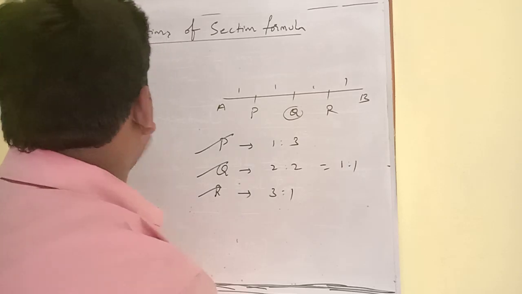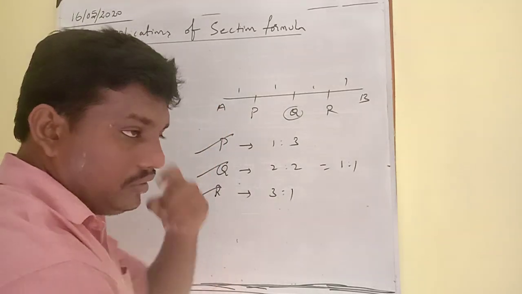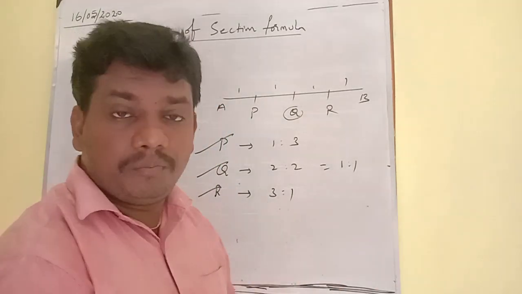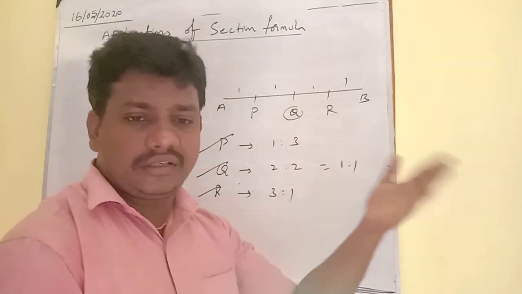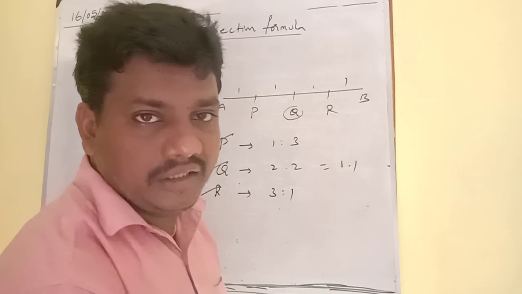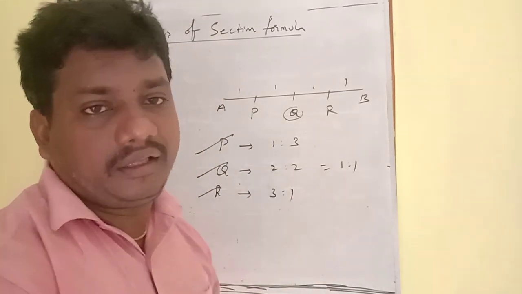That means 4 sectioning parts. So we observed bisection, trisection, 4 sections. Like that we can divide into n number of sections. The formula also we can derive like this.